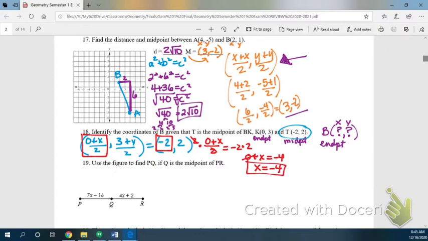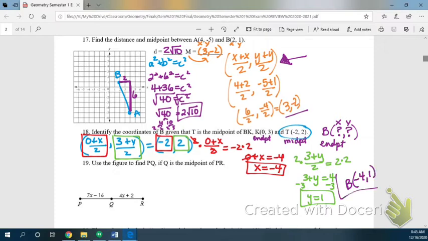For the other value, the 3 plus y over 2 should simplify to give us 2. So 3 plus y over 2 is equal to 2. When I simplify this, I'll multiply by 2 to get rid of that fraction, and then subtract the 3, and I got that y is 1. So our final answer for B is the value for x, y, negative 4, comma 1. That is the value of your other endpoint.